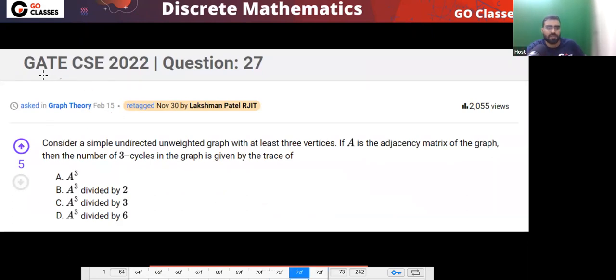Let's start with this one. Tell me, this is GATE 2022. Latest question. Question number 27. The question is saying, you have a simple undirected unweighted graph with at least three vertices.